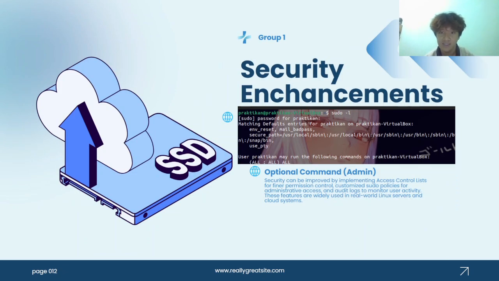And the last is the security enhancement. So in my Ubuntu, I tried typing sudo -l. This is the admin command, optional, but you can try. The security can be improved by implementing access control lists for finer permission control, customized sudo policies for administrative access, and audit logs to monitor user activity. These features are widely used in real-world Linux servers and cloud systems. That's all for me. Thank you.